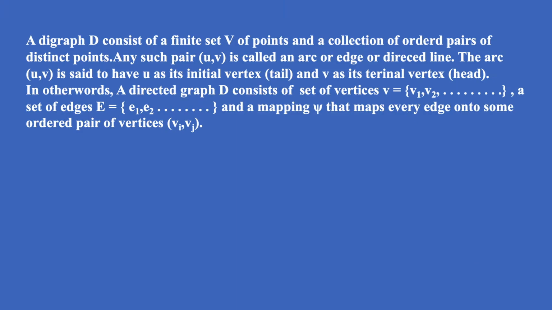A digraph D consists of a finite set V of points and a collection of ordered pairs of distinct points. Any such pair (u, v) is called an arc, or edge, or directed line. The arc (u, v) is said to have u as its initial vertex or the tail, and v as its terminal vertex or the head. In other words, a directed graph D consists of a set of vertices v1, v2, and so on up to vn, a set of edges e1, e2, etc., and a mapping that maps every edge onto some ordered pair of vertices (vi, vj).